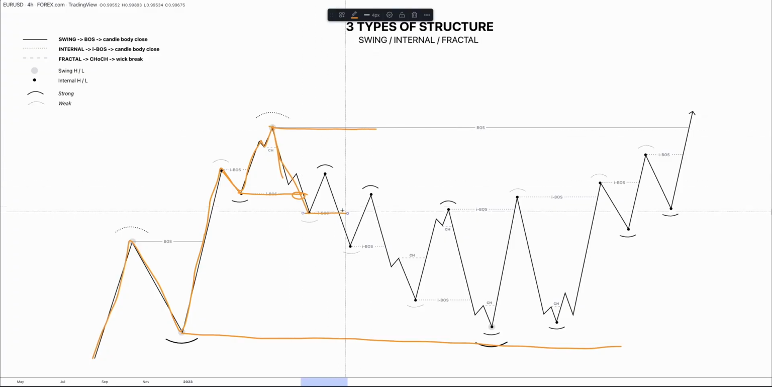This is the internal range we're working from within. We get a bit of an internal pullback, and now we can look to short this to try and play the swing pullback, okay? And that's basically it, right? So then we can follow the internal structure as price is pulling back.